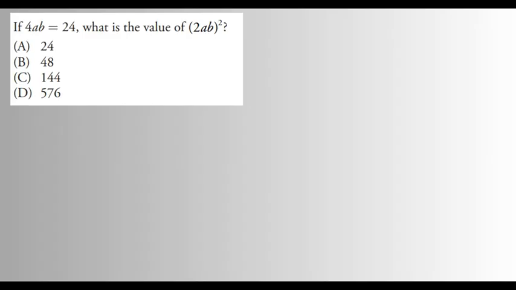Okay, next question, we are given 4ab is equal to 24. So the question relates to (2ab) square. What will be the value of (2ab) square? So let's try making 2ab from this one, because it seems very simple to make 2ab. So to get 2ab, you have to basically divide both sides by 2. So dividing by 2 here, dividing by 2 here.